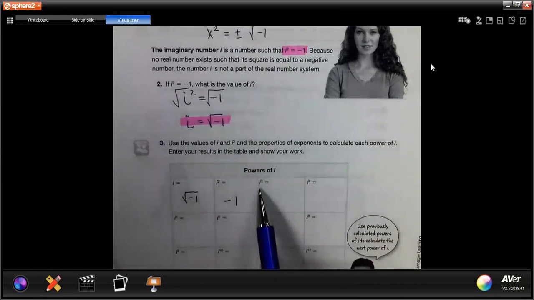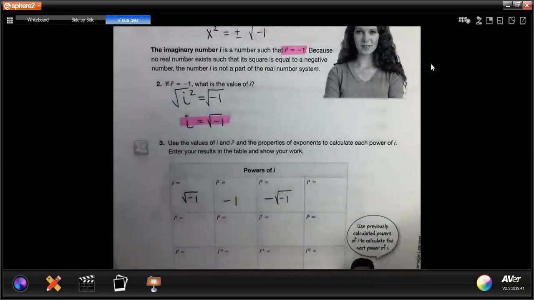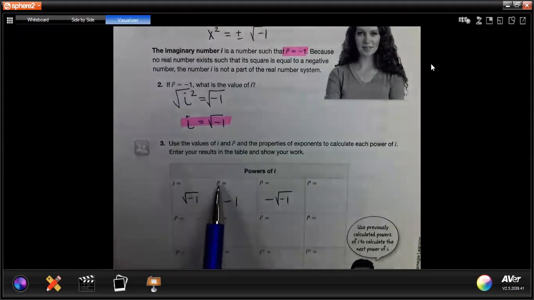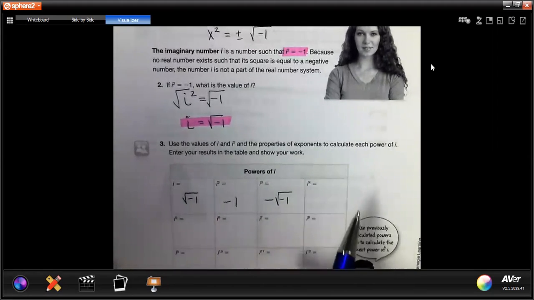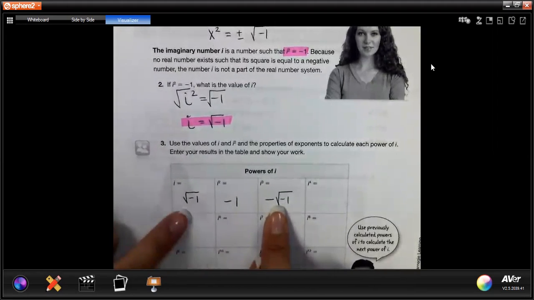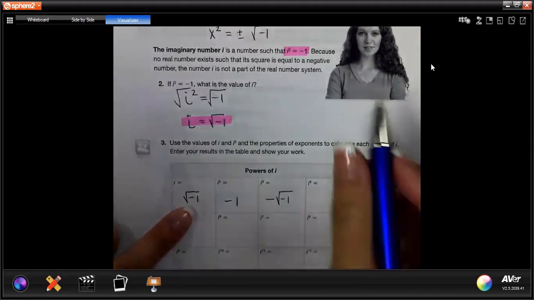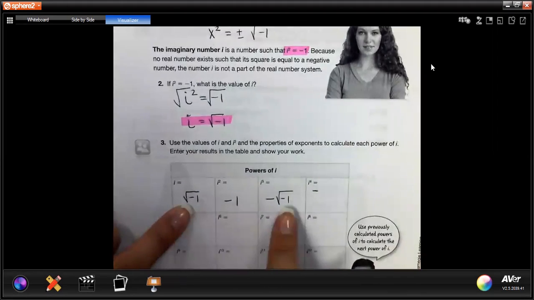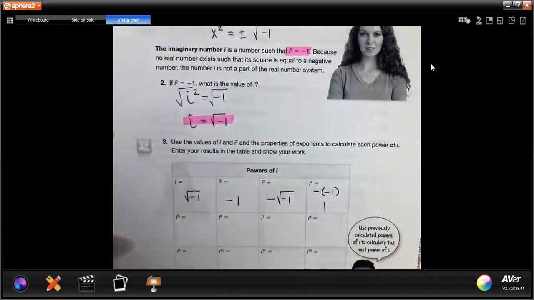If we think about i cubed, that would be these two multiplied together. So that would be the square root of -1. Remember, when you're multiplying the same bases with exponents, you add the exponents. So 1 plus 2 would give us a 3. To get i to the fourth, we would do i to the third times this i right here. So if we multiply these two together, a positive times a negative is a negative. And then the square root of -1 and the square root of -1 would cancel out the square roots. So that would be -1 times -1, which gives us a +1.